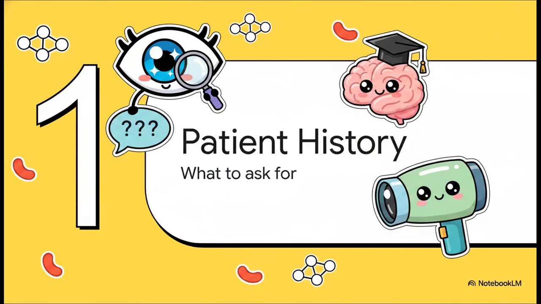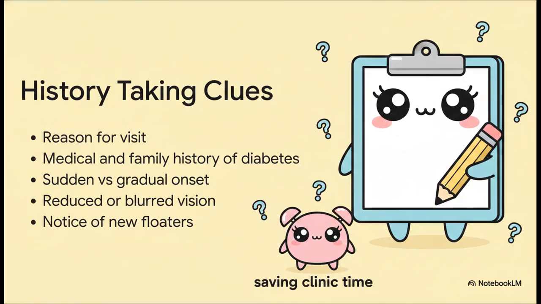Starting us off, Section 1, the patient history. So, before you even turn on the slit lamp, the patient is already giving you clues. Your history taking needs to be razor sharp here. You want to establish their type of diabetes and the duration of the disease right off the bat, because duration is literally one of the strongest risk factors you'll face. And notice how we only ask about sudden versus gradual onset if they actually report having symptoms. This kind of targeted approach saves you precious clinic time and zeroes right in on the pathology.